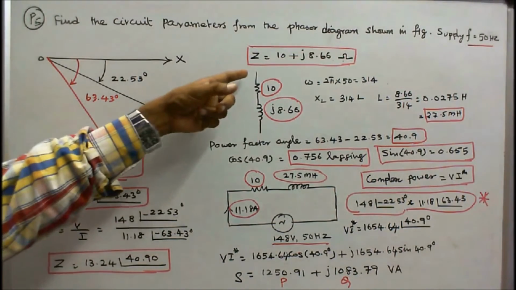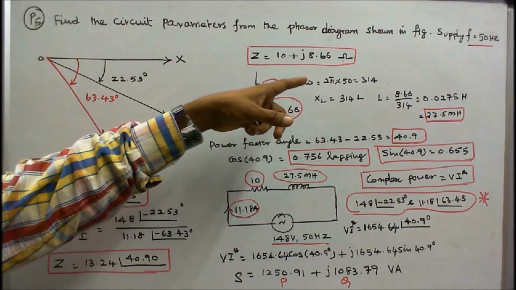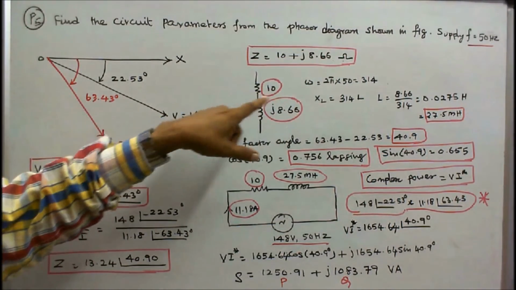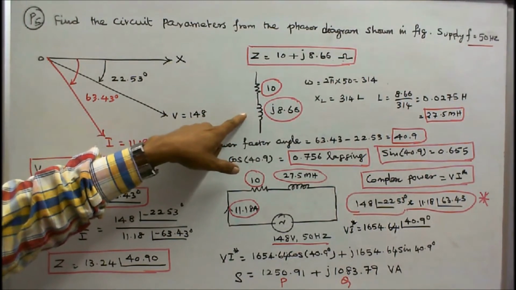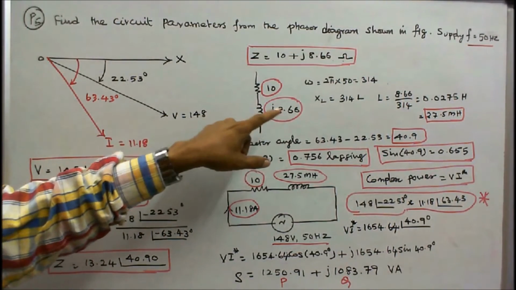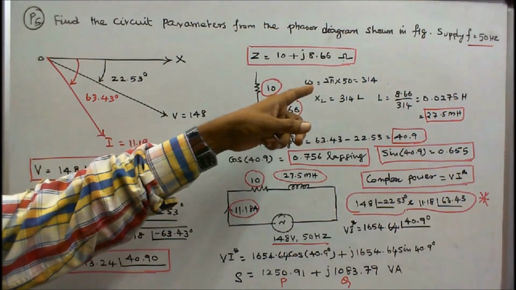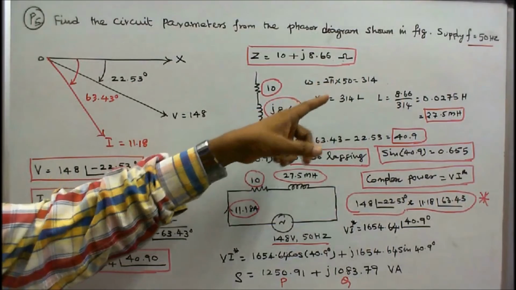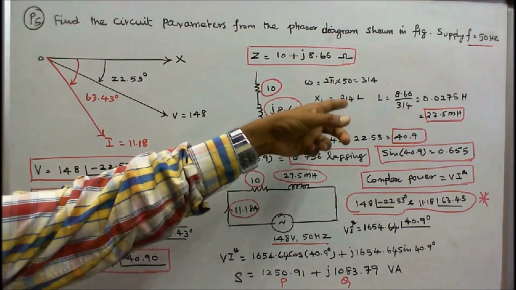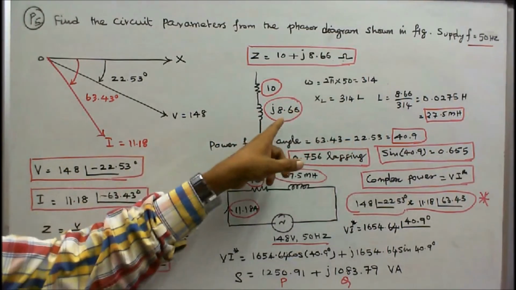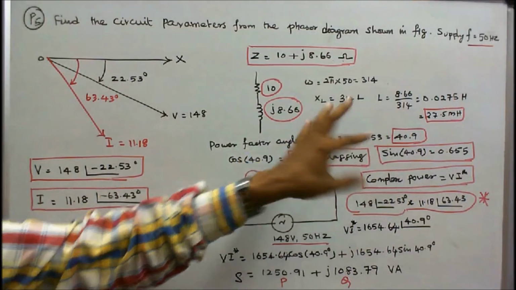In rectangular form, Z is equal to 10 plus j8.66 ohms. This is R plus jX. R is equal to 10 ohms. XL, inductive reactance, is equal to j8.66. Omega is equal to 2 pi f. F is given 50. Omega is equal to 314. XL is equal to 314 into L. I can find L. L is equal to 8.66 divided by 314. That is equal to 27.5 millihenries.